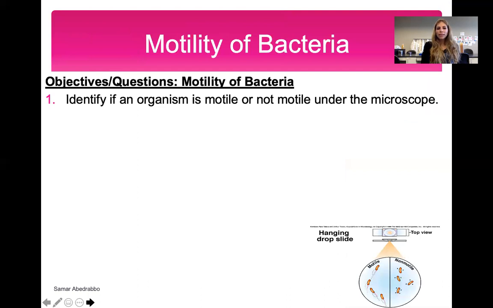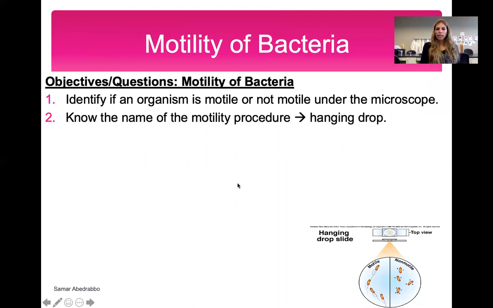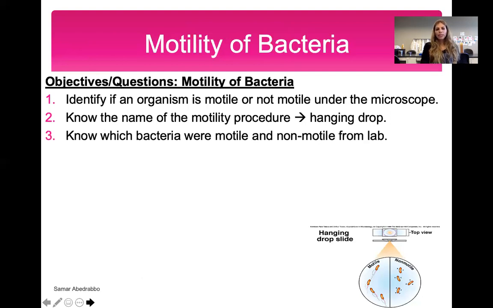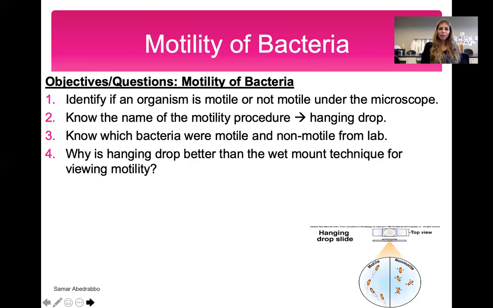Okay, so the objectives of this lab: what I want everyone to get is to know if organisms are motile or not under the microscope. Now for the online class, you're not using the microscope, but I want you to have an idea from the bacteria I showed which are motile and which are not. So I want you to look them up. I think it's important to know that. And the name of the motility procedure that scientists use in lab is called hanging drop technique. Hanging drop technique uses a depression slide. Know which bacteria were motile or not. So I want everyone to look up which bacteria are motile and which are not from that list.